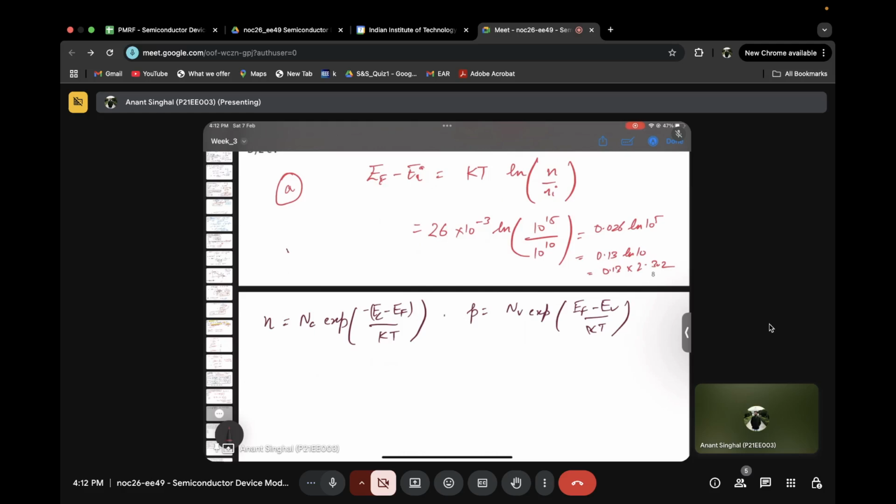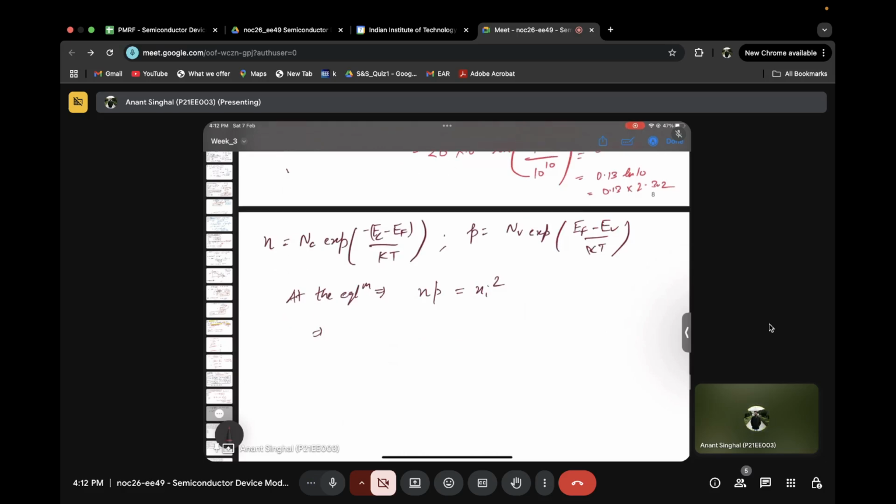And at equilibrium, what do we know? What is the mass action law? Anyone quickly tell me. Yeah. So if I put this n and p here, I will get Nc times Nv, and I can also take common, exponential of minus Ec plus Ef over kT, exponential of Ef minus Ev over kT, is equal to ni square, right?